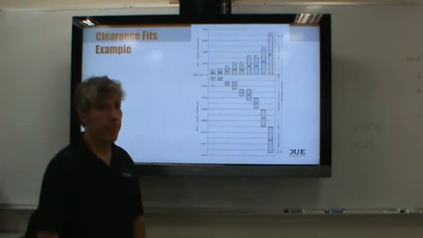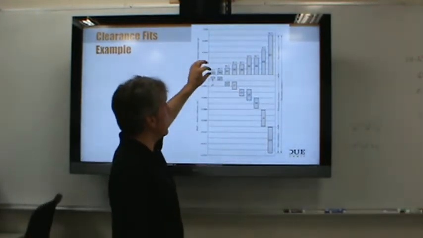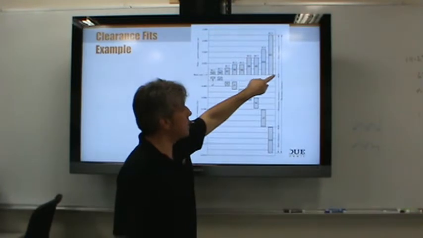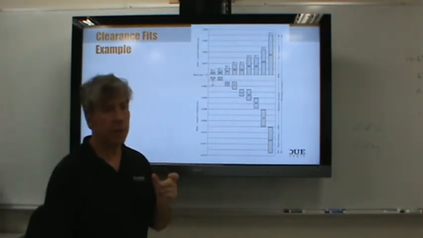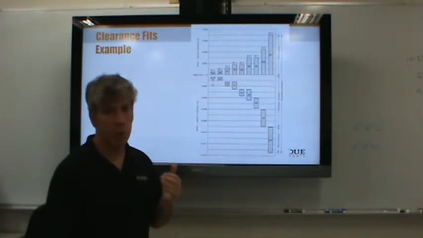Holes are always from 0. The holes are always from 0. In other words, the holes can always be 0 deviation from the nominal size. They can always be at the nominal size. This is called the basic hole system.